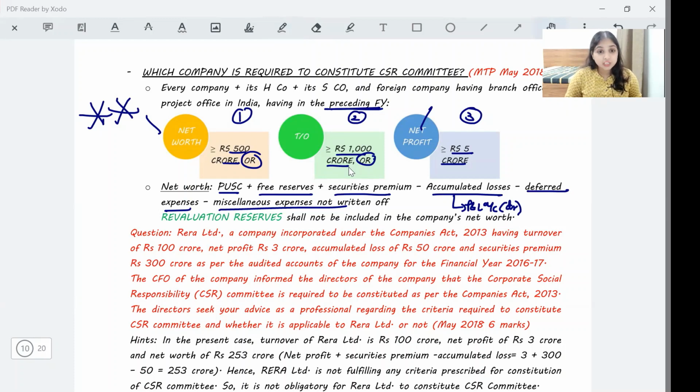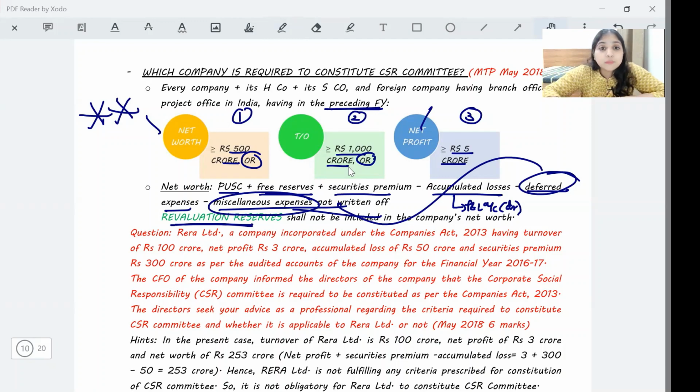So, how to calculate net worth? We'll take the paid up share capital plus free reserves plus securities premium. We'll subtract accumulated losses, the P&L debit balance. We'll also subtract deferred expenses and miscellaneous expenses if they are appearing in the balance sheet of the company. Revaluation reserves we will not consider. Understood, guys?